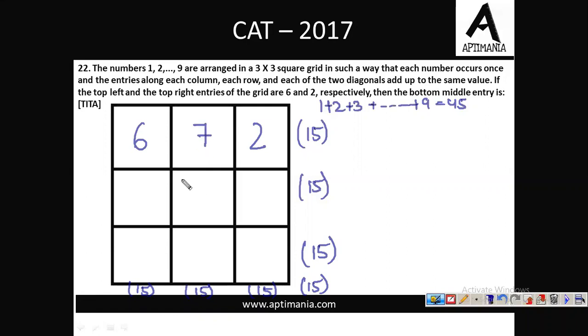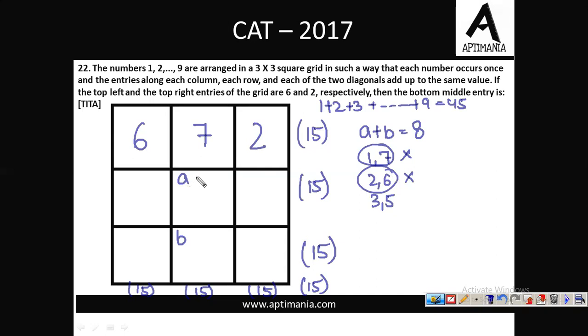Now, if it is 7, then let us assume the values to be A and B for these two boxes. 7 plus A plus B equals 15. This will give us A plus B equals 8. Right? How is this possible? We can have 1 and 7, we can have 2 and 6, we can have 3 and 5. We cannot have 4 and 4 because repetition is not allowed. Also, out of the three solutions that we've obtained, 1 and 7 is not possible because we have already used 7. 2 and 6 is not possible because we have already used 2 and 6. So 3 and 5 are the possible solutions.